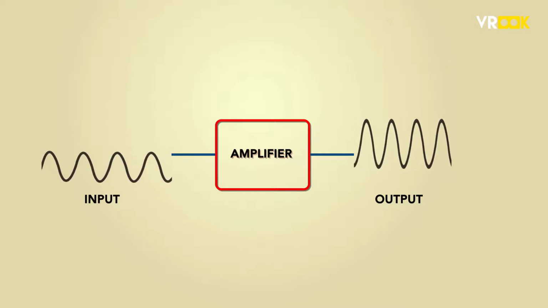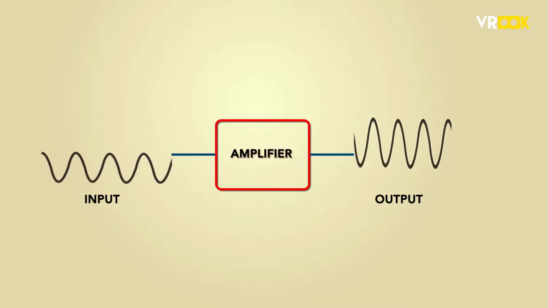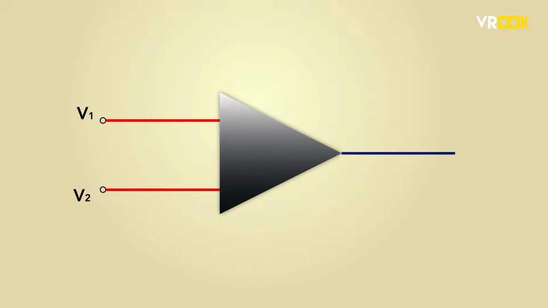Now let us look at the basic symbol and terminals of an op-amp. The triangle symbol is used to denote an op-amp. It has two input terminals and one output terminal. One of the input terminals will be inverting and the other will be a non-inverting terminal. The difference between the two is simple.